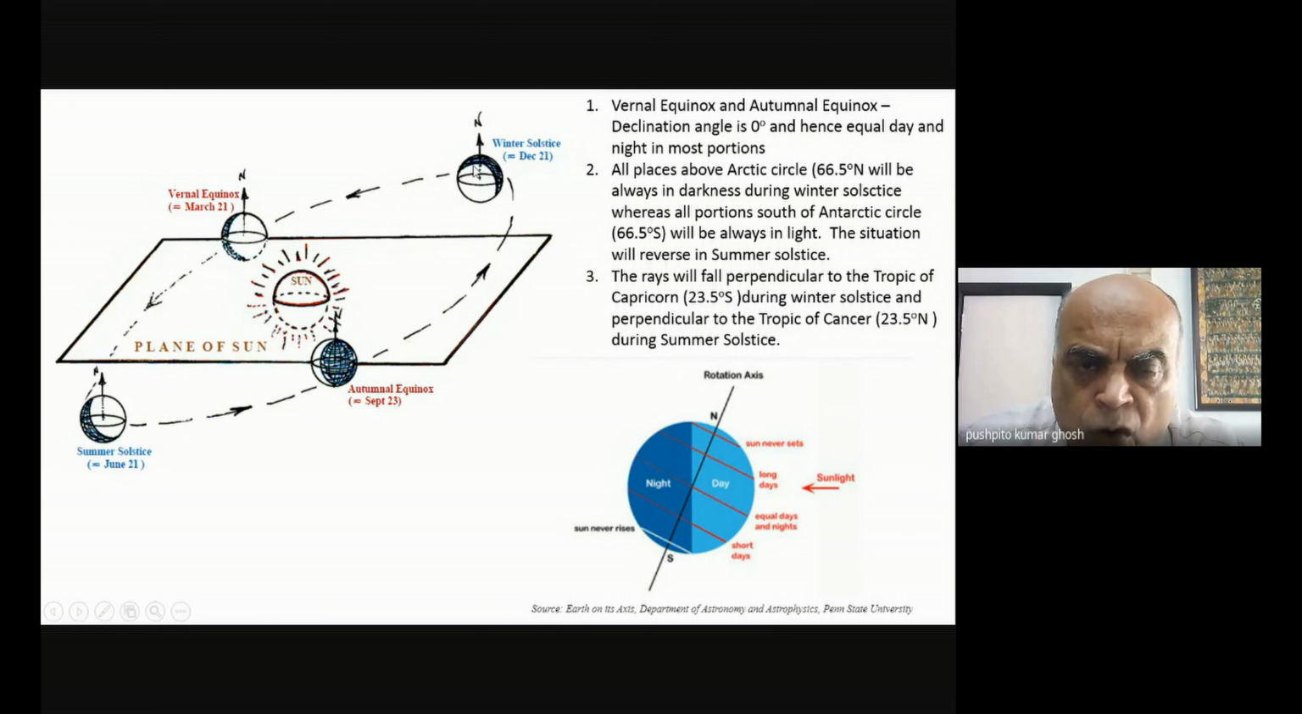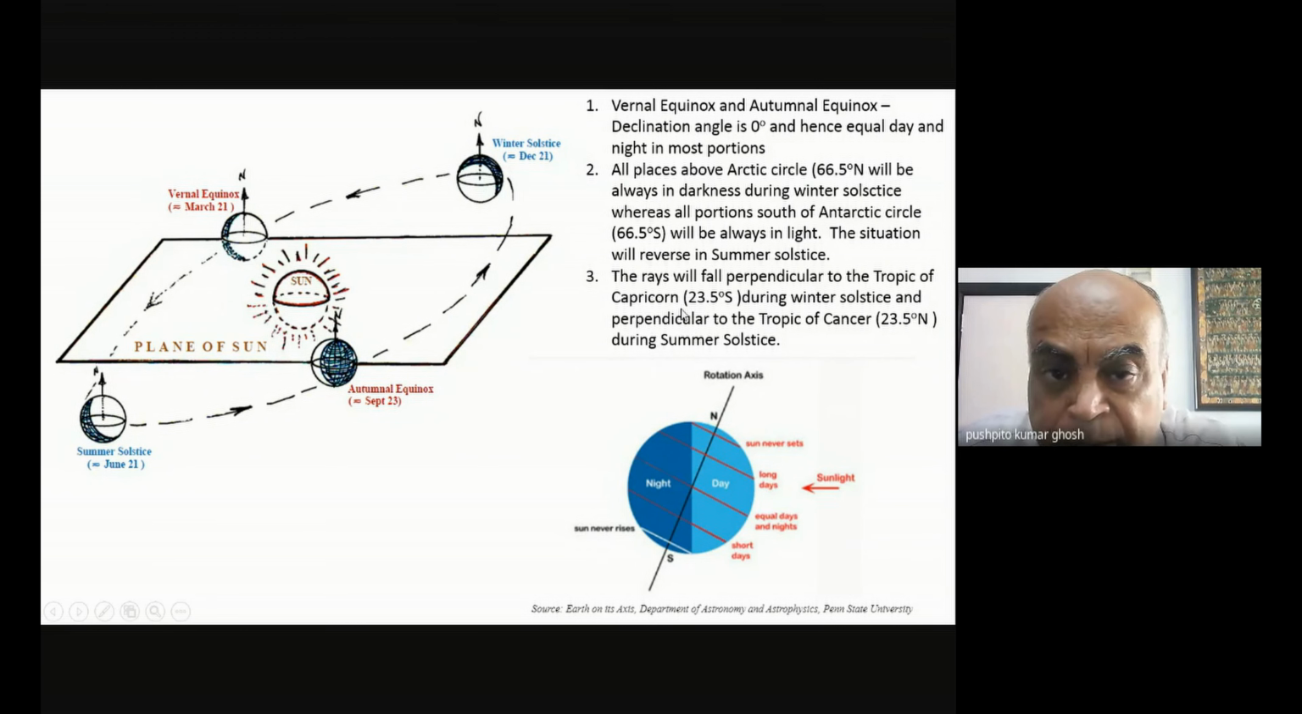Now there are four different latitudes which you need to keep in mind. One is the Tropic of Cancer, which is towards the north of the Earth. Then you have at the bottom the Tropic of Capricorn, and above that you have your Arctic Circle and your Antarctic Circle. So the Arctic Circle is here and the Antarctic Circle is here on the south side.